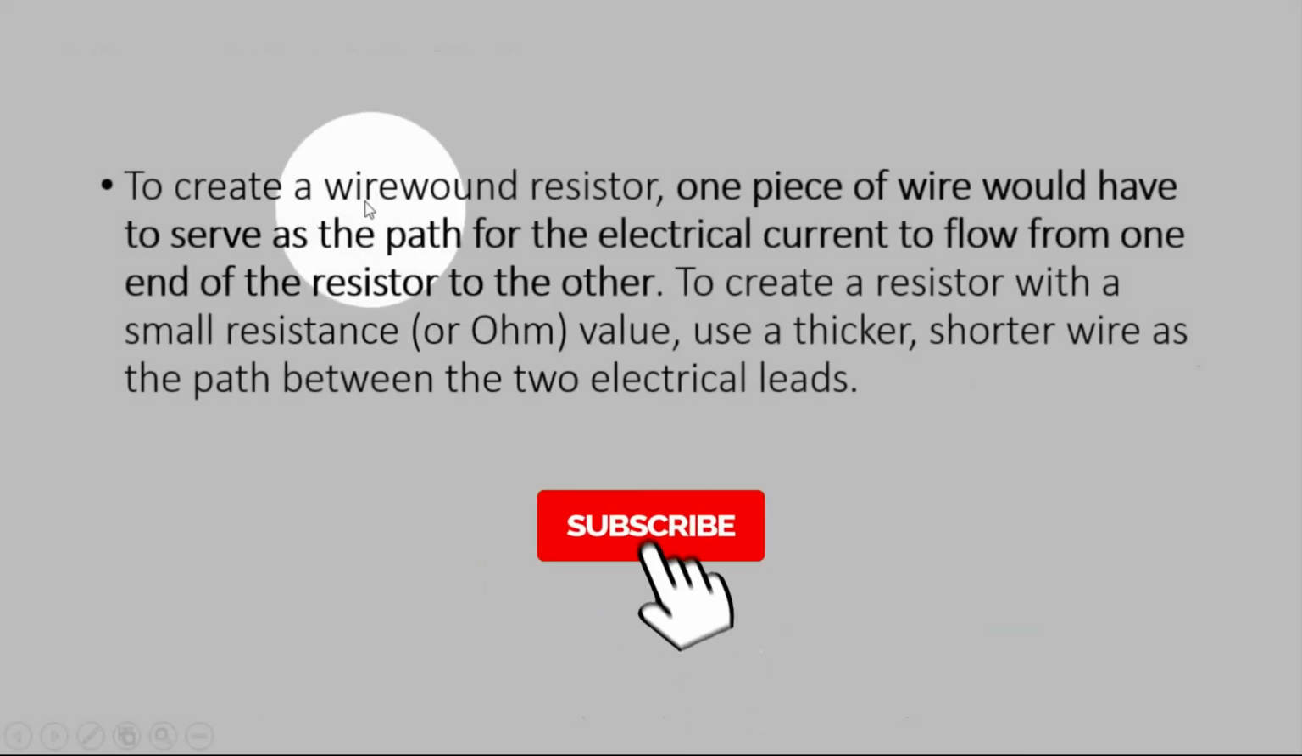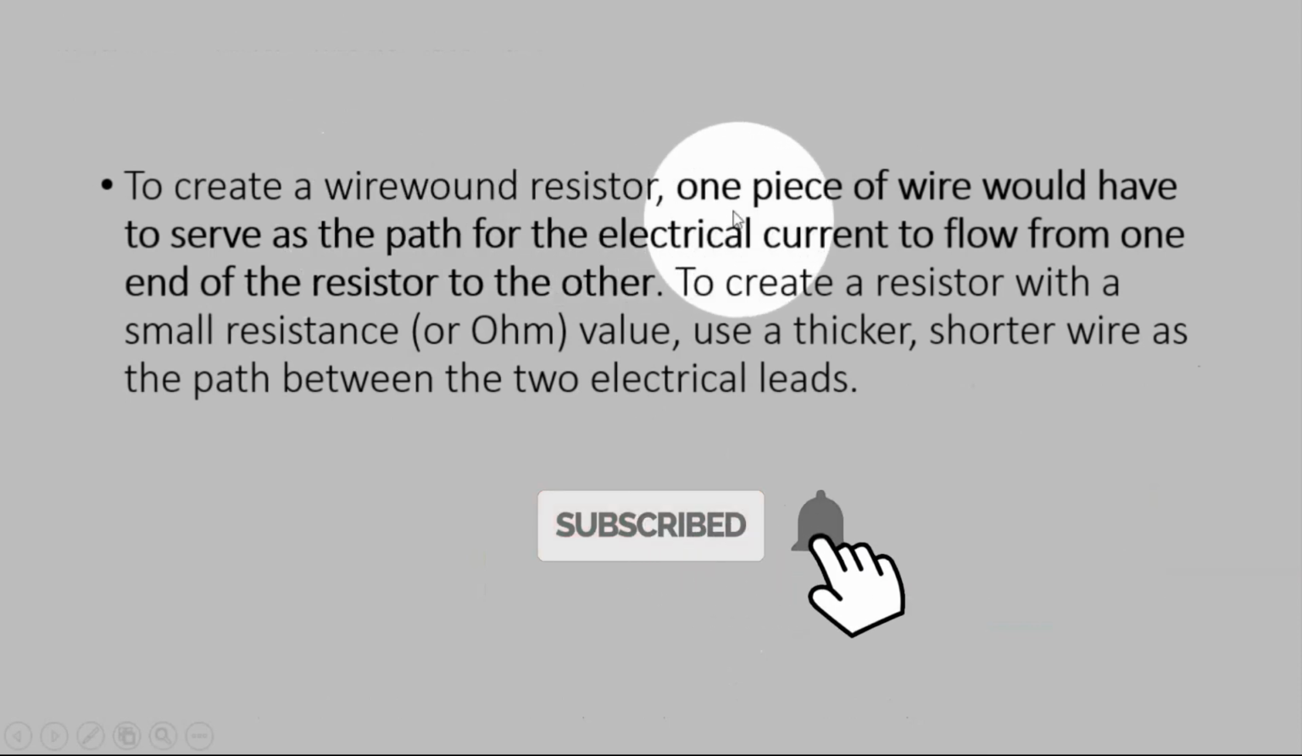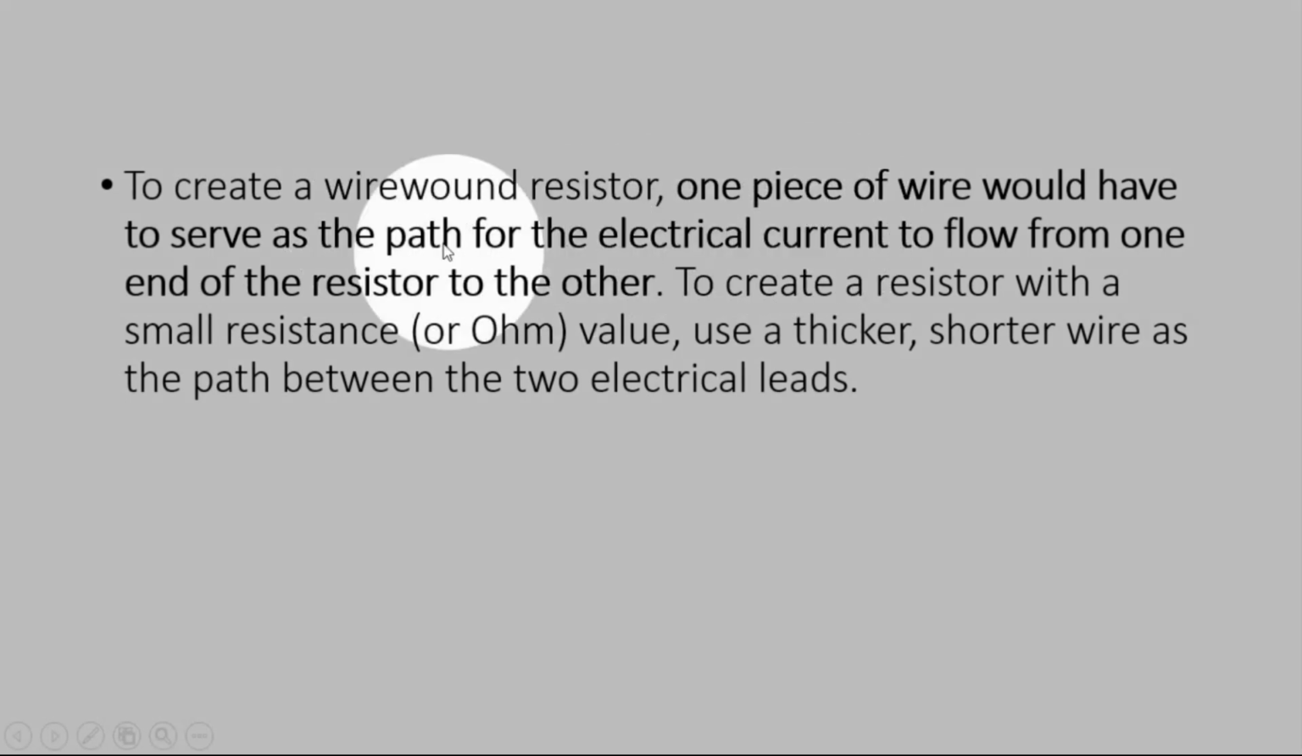Now for the construction of the wirewound resistor, one piece of wire would have to serve as the path for electrical current to flow from one end of the resistor to the other. So to create a resistor with a small ohm or resistance value, you use a thicker or shorter wire as the path between the two electrical leads. This applies the principle of resistance, which is equal to the resistivity times the length all over the cross-sectional area.